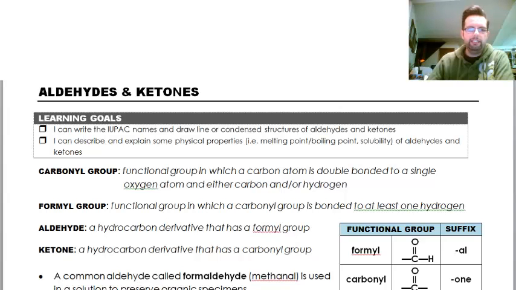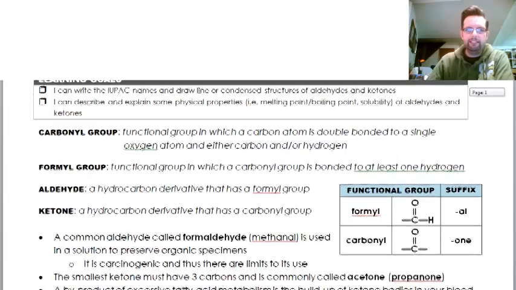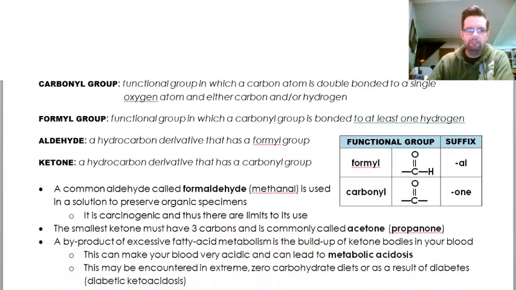Okay, we're going to start learning how to name aldehydes and ketones. In this next lesson, let's just review what makes an aldehyde and ketone. So remember that aldehydes and ketones contain this carbonyl functional group, this C double bonded to an O.